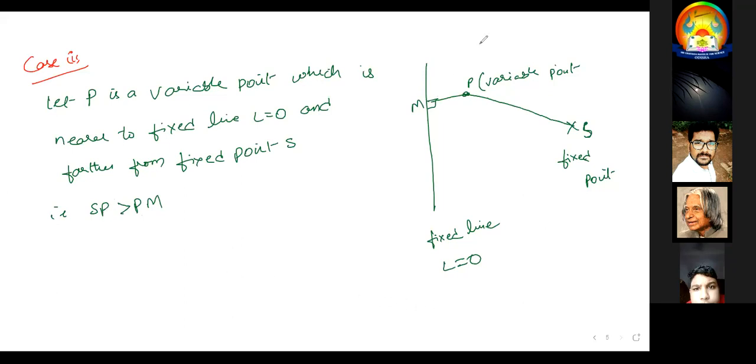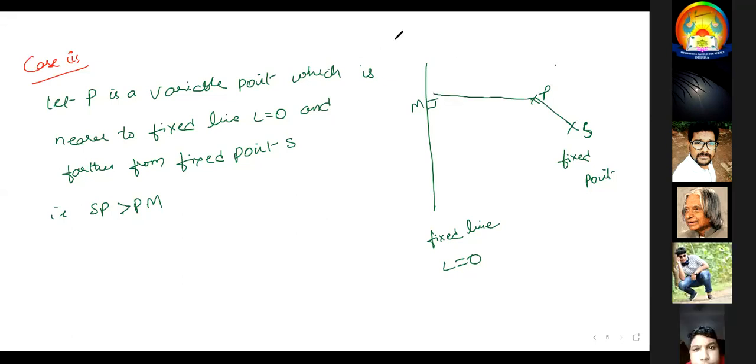So now in this case, we'll take the point P which is nearer to the fixed point and farther from the fixed line L equal to 0. Now the figure is correct. One fixed point, one fixed line. So SP is less than PM. That means SP is the smaller one and PM is the larger one.